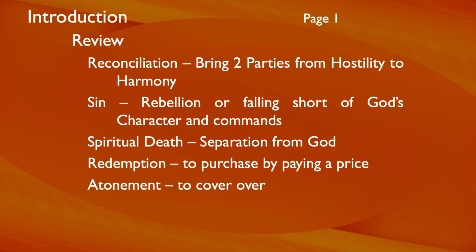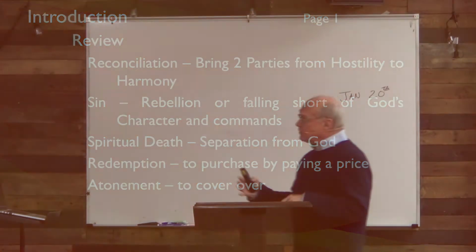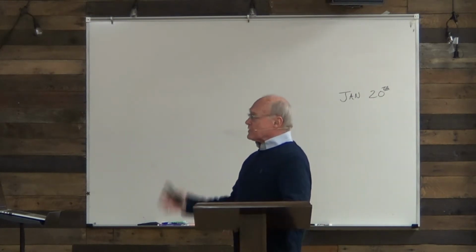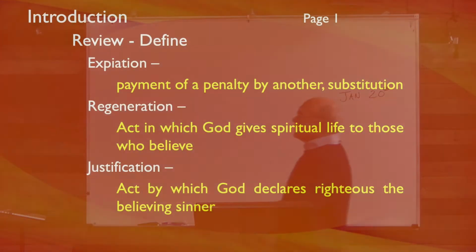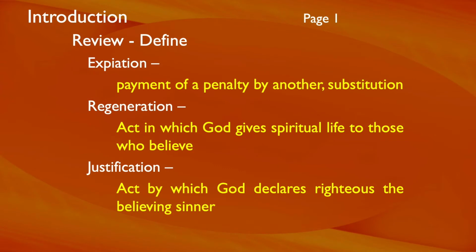Then the word atonement. Remember that when we talk about it from a biblical point of view, atonement means to cover over. Sometimes in a theological point of view, people use atonement for the payment for sin. Now, I don't really like that. I think when you look at it biblically, the atonement is always a covering over. Then the three we looked at last week were expiation. What is that? The payment of a penalty by another is substitution, as you suffer a penalty or suffer something, a payment for somebody else.